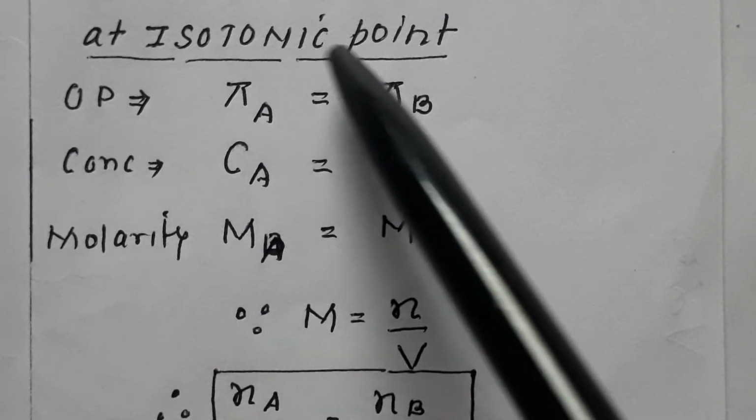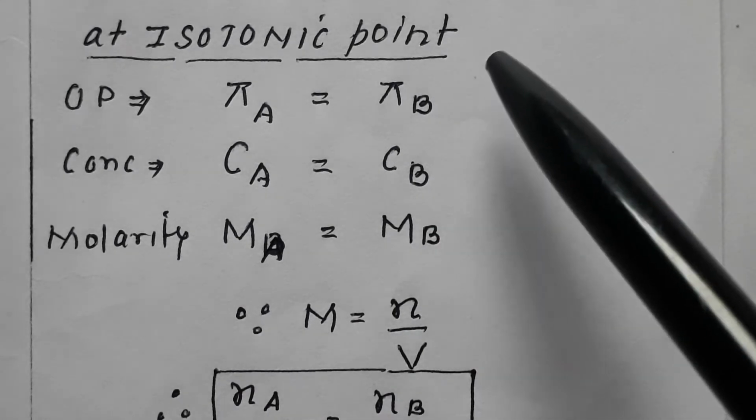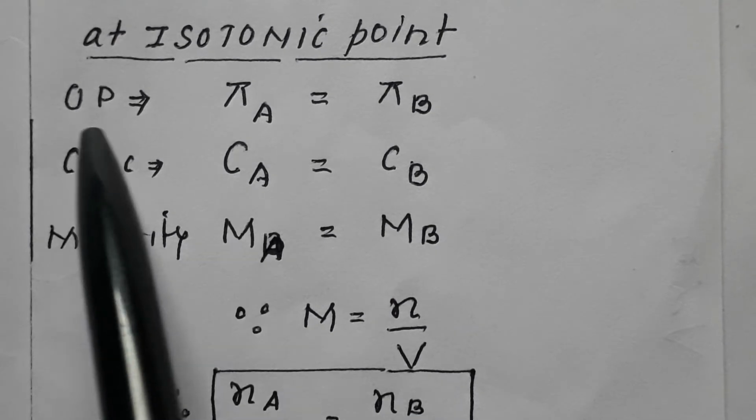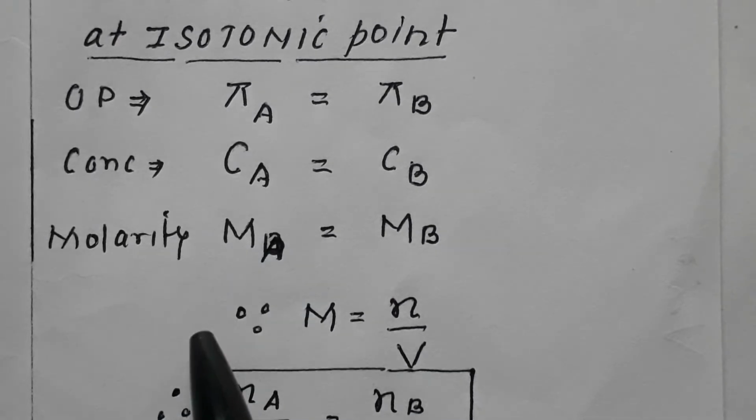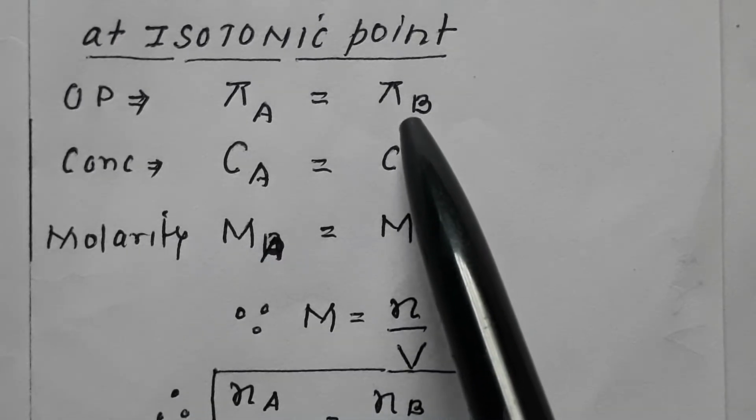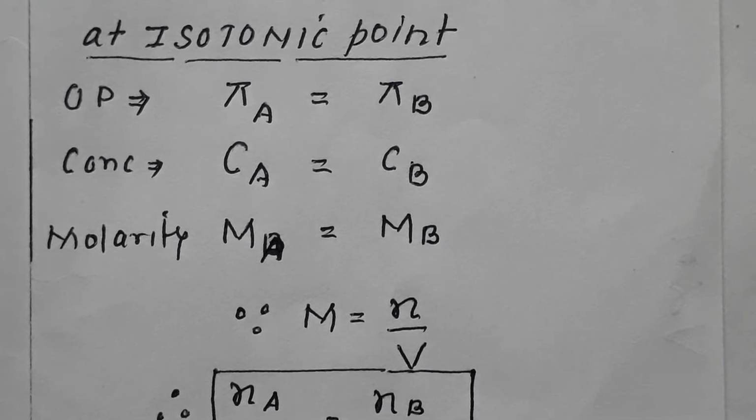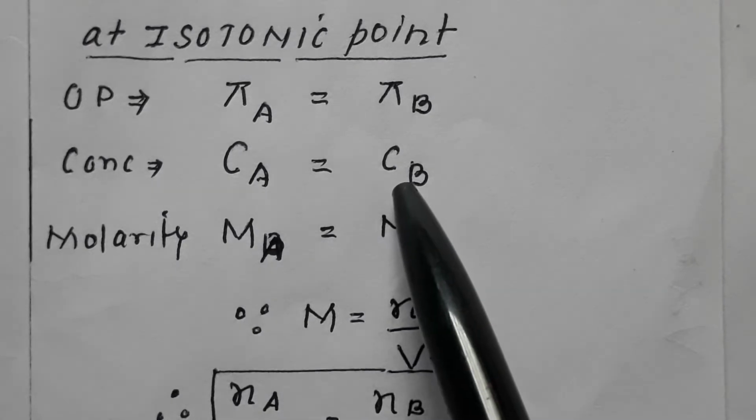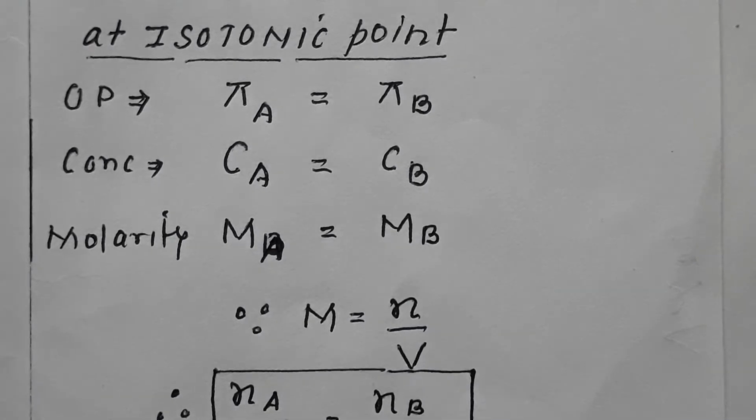So at isotonic point, very important, the osmotic pressure of solution A becomes equal to the osmotic pressure of solution B. Why? Because the concentration of solution A becomes equal to the concentration of solution B.